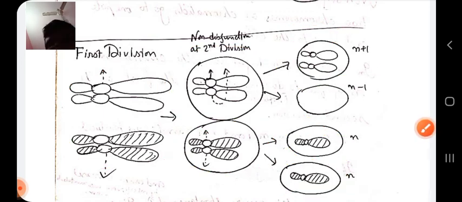So this was all about your aneuploidy. I hope you have understood this part, especially the non-disjunction. I will try to give more notes about the non-disjunction in your WhatsApp group. In the next video, I will try to discuss the structural changes in chromosomes, that is deletion, duplication, inversion, and translocation. And that's all for today.